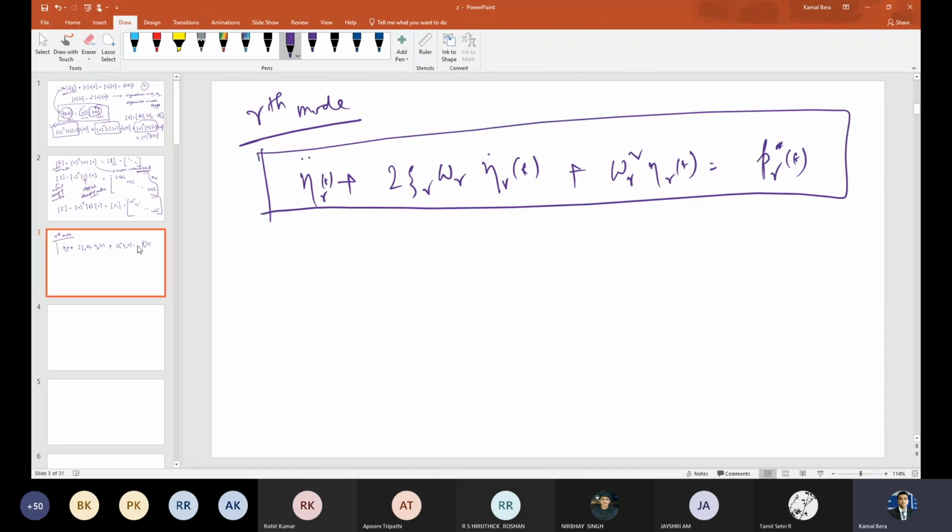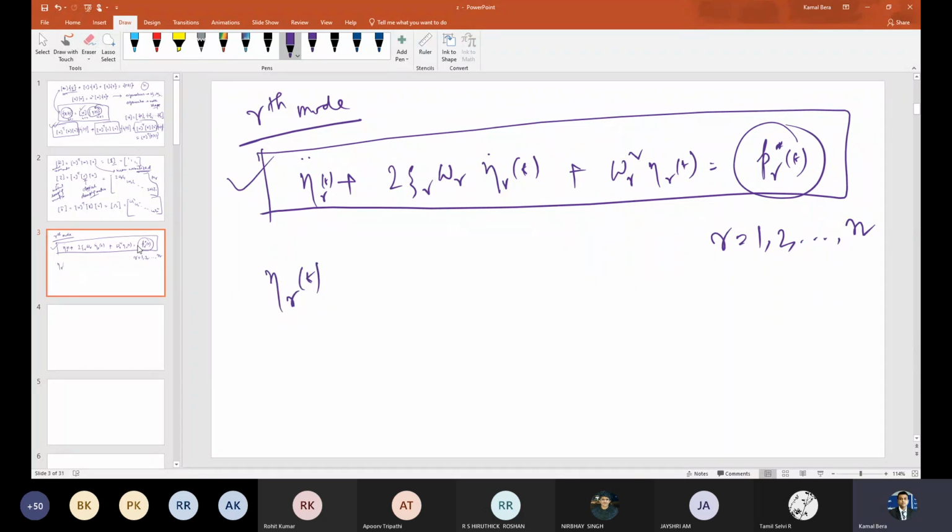So this type of equation I will get, where r varies from 1 to n. Okay, so I know this. What is the solution of this? This is the equation of motion of a single degree of freedom system subject to this forcing function. If this forcing function is not there, then it is the free vibration problem. We know how to find out eta r t.